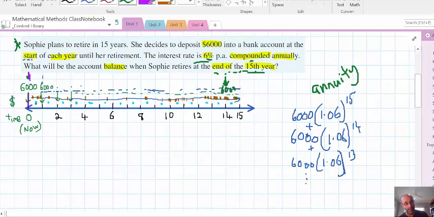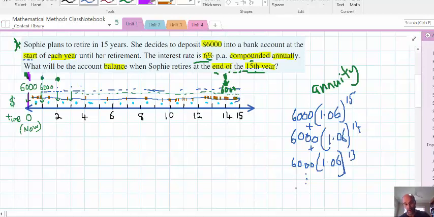Because if 0 is the first, let me try that again. At time equals 0, it's the beginning of the first year, we've got the first 6,000. At time duration equals 1, we've got the second. At time duration 2, we've got the third. So at time duration 14, we've got the 15th and final payment.